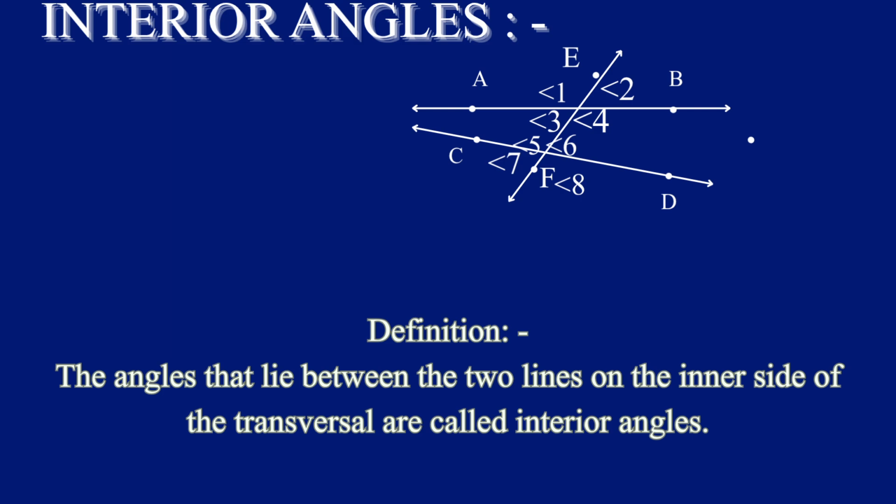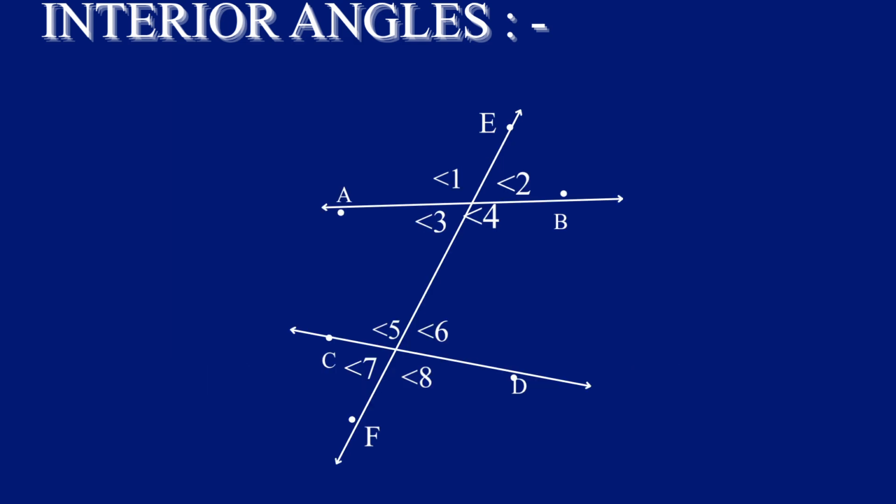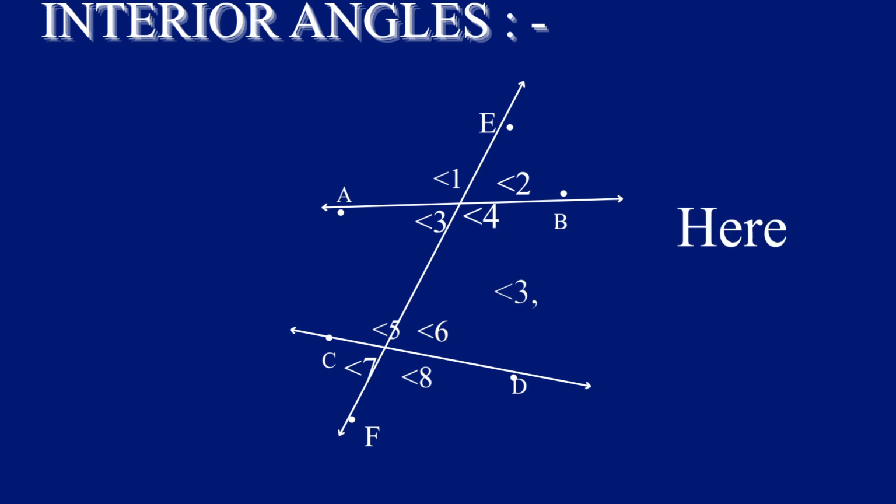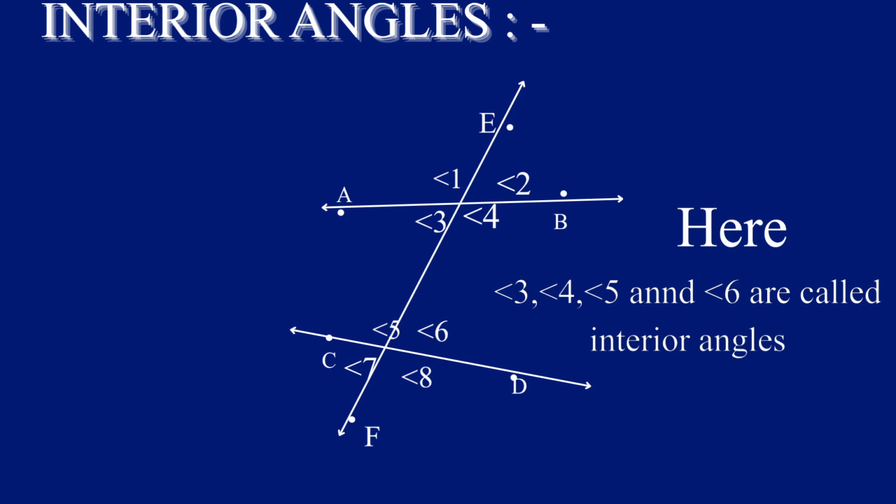Let AB and CD be the two lines and the transversal be EF. With the given two lines, the transversal forms a total of 8 angles: angle 1, angle 2, angle 3, angle 4, angle 5, angle 6, angle 7 and angle 8. Out of these, angles 3, 4, 5 and 6 are the interior angles.